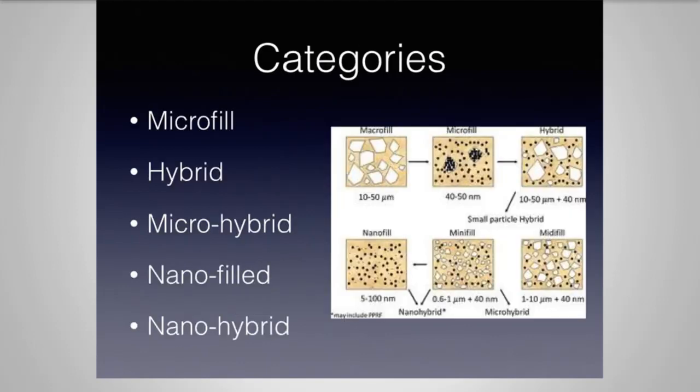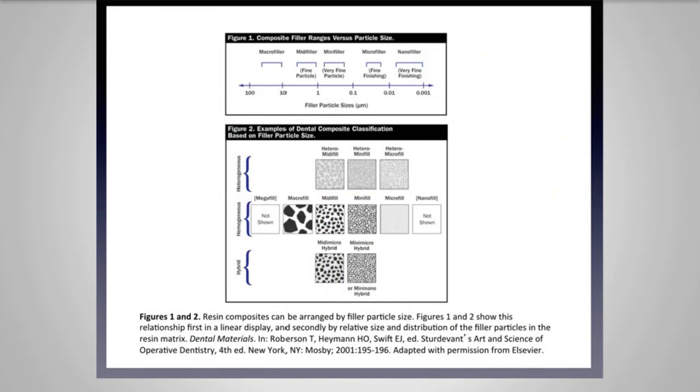The categories are the typical ones that we all know: the microfills, the hybrids, the microhybrids, the nanofilled, and the nanohybrids. All of them are based on the particle size overall. And on this slide on the right, you get a pretty good understanding and schematic of the overall cross-linkages that go on and how you go from a hybrid to the small particle hybrids to nanofills, midfills, microhybrids, and nanohybrids. These are what our chemists are looking at in the laboratory when they're developing these various wonderful materials that you and I work with.